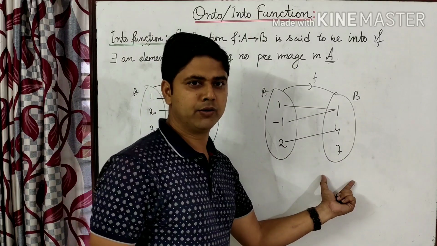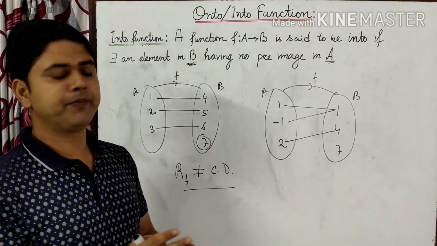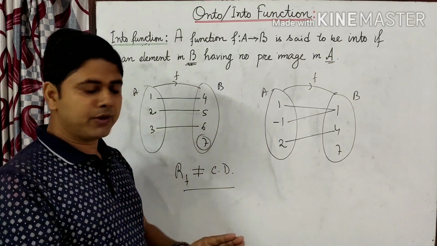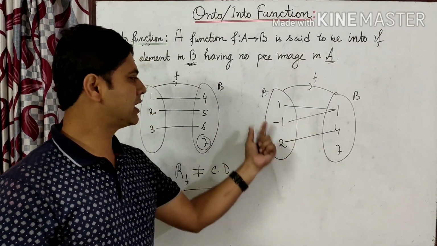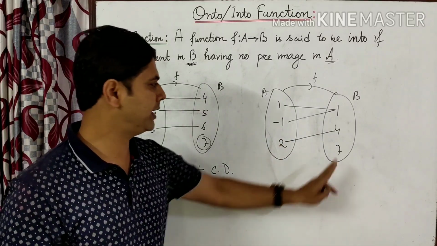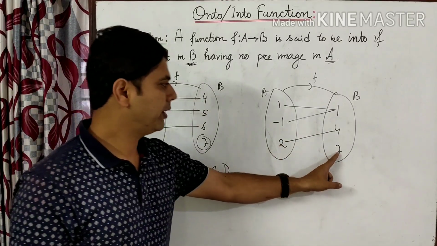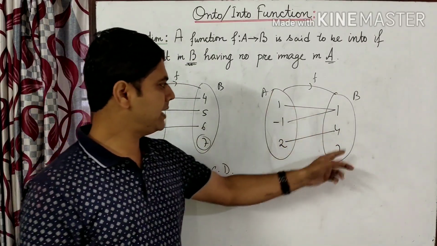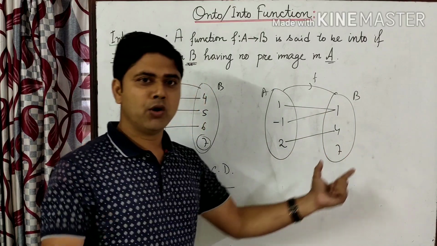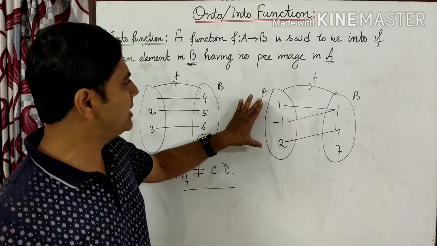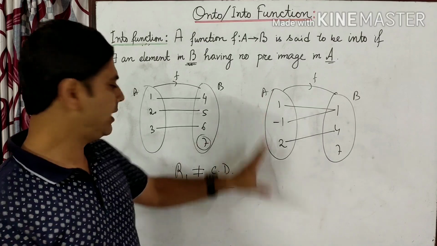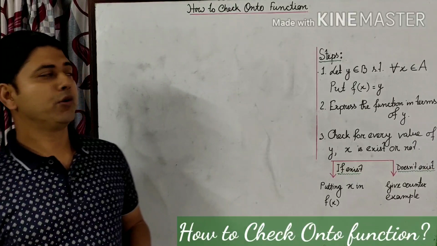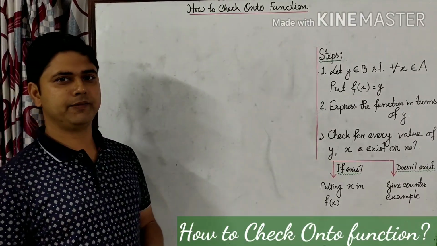Simply, what is the thing here? In the codomain there will be an extra element which is not related with any element of set A. Here 7 is there, so at least one element in set B has no pre-image in set A. Then this type of function is known as what? Into function. Here I am going to discuss how to check onto function.